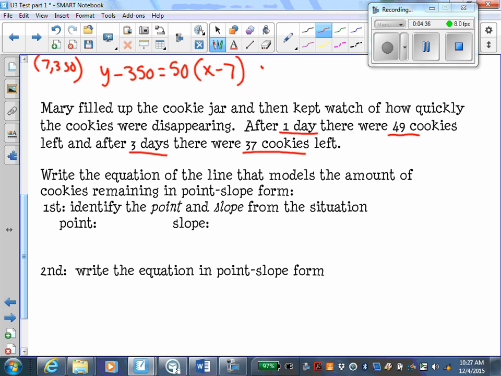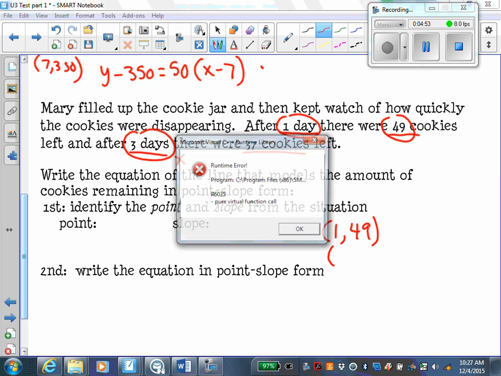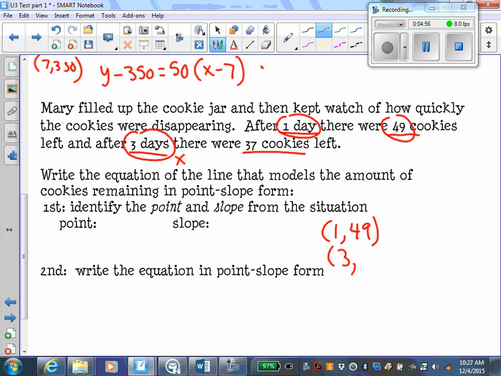You have to think, what's the x, what's the y? Time is almost always independent, so that's going to be the x. So I'm going to say (1, 49) will be 1 point, coming from right here and right here. And then 3 days, that's my x. It's 3, whoops. And then 37 is the y. Okay, so pick either one of those. I'm going to go with (1, 49).